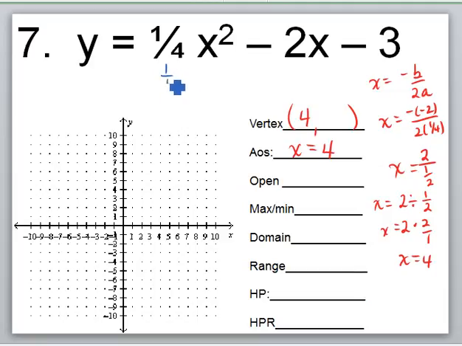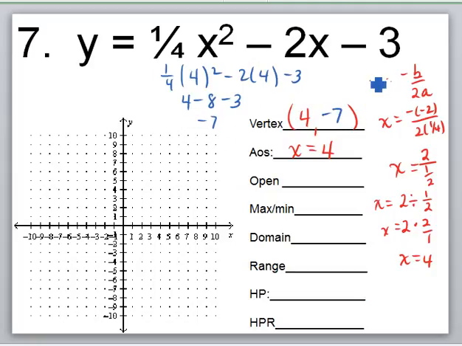Plug your 4 in up here. I end up with 16 divided by 4 is 4, minus 8 minus 3. That gives me a negative 7. So 4, negative 7 is right here. Here's your axis of symmetry. It's going to open upward because A is positive. If it opens upwards, that means it has a minimum. The minimum is negative 7.